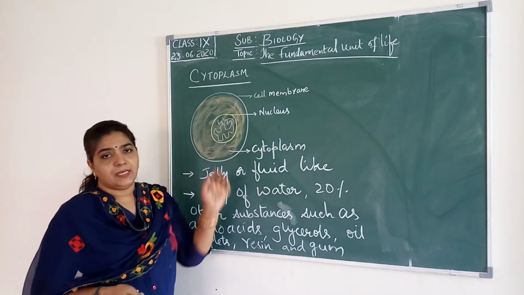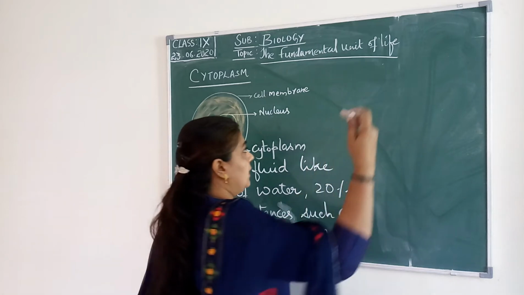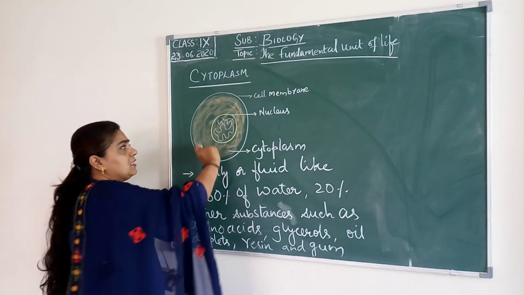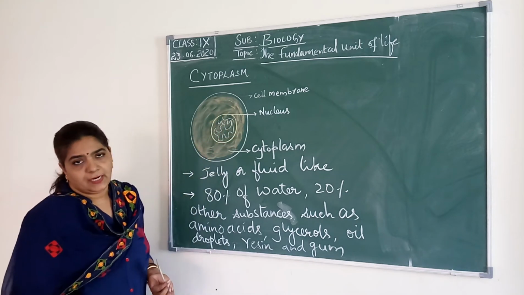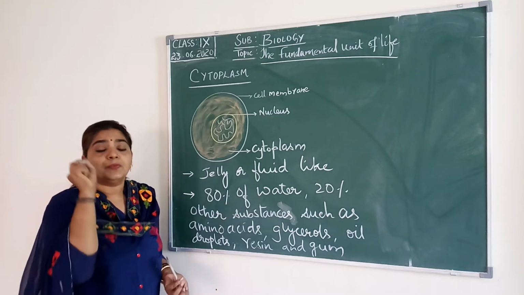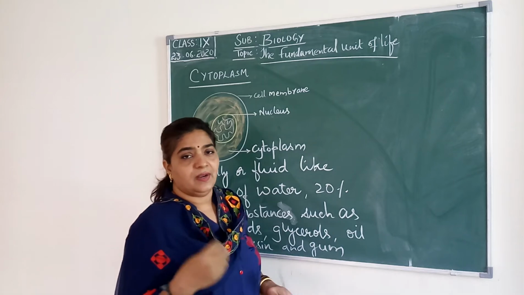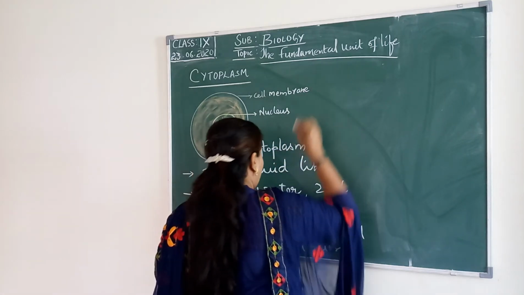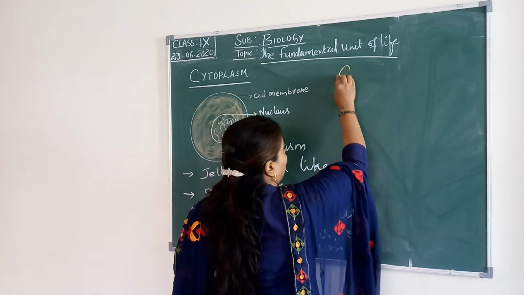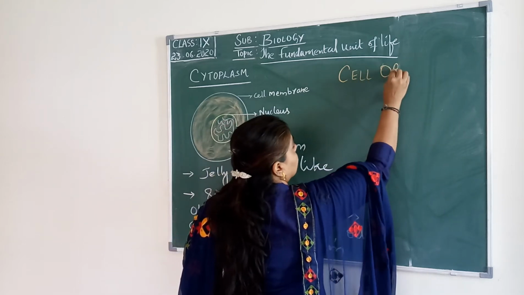Within the cytoplasm, we can also see certain structures which are scattered throughout the cytoplasm. They are randomly distributed and don't have a specific place in the cytoplasm. What are those structures called? In 8th standard we have learned these structures are called cell organelles.